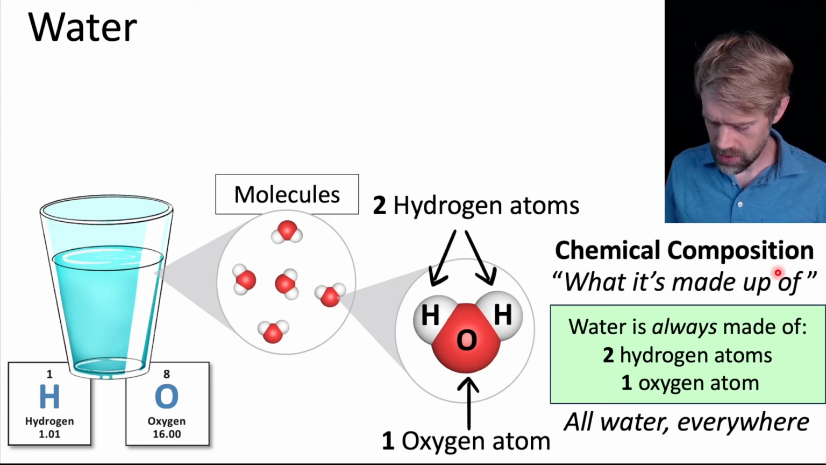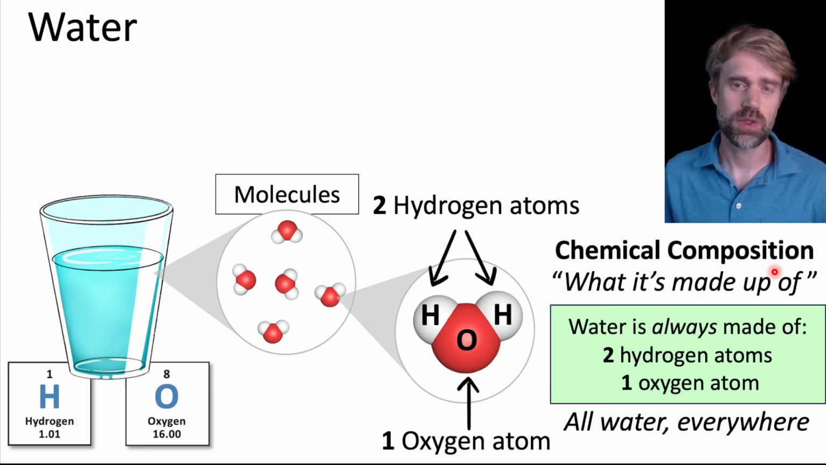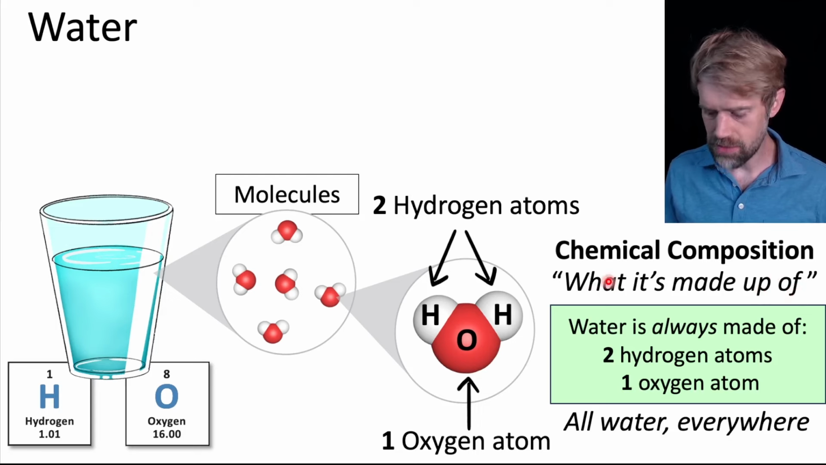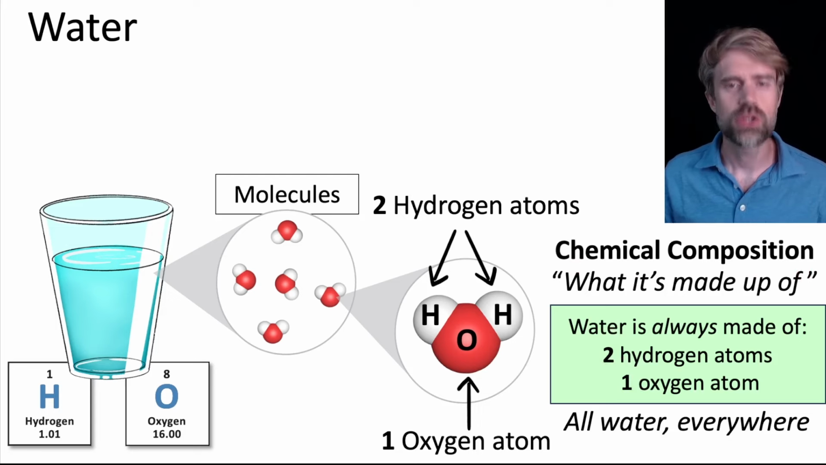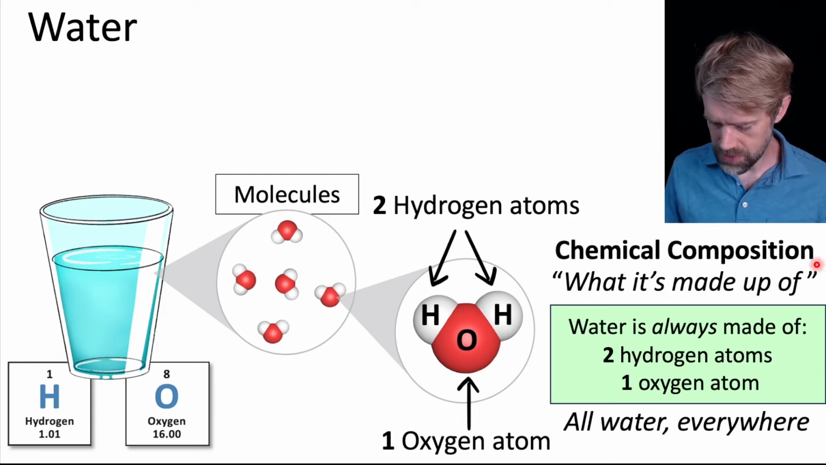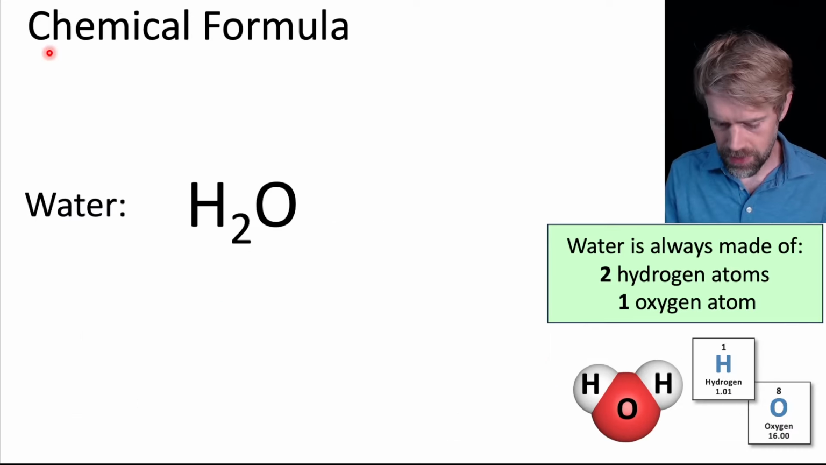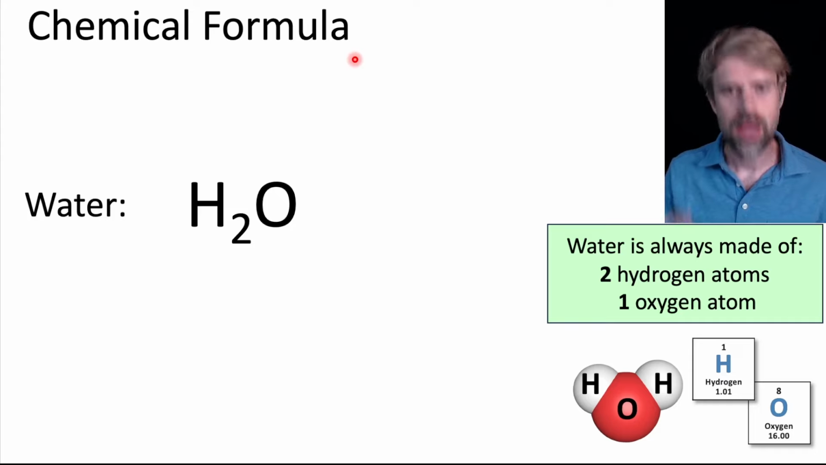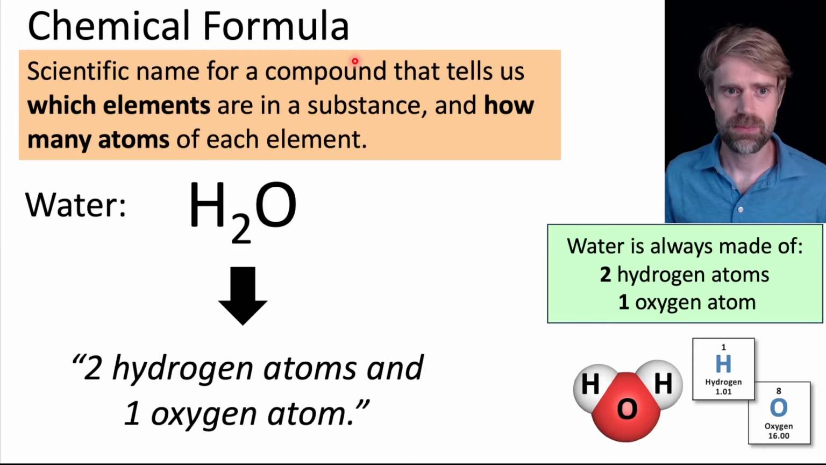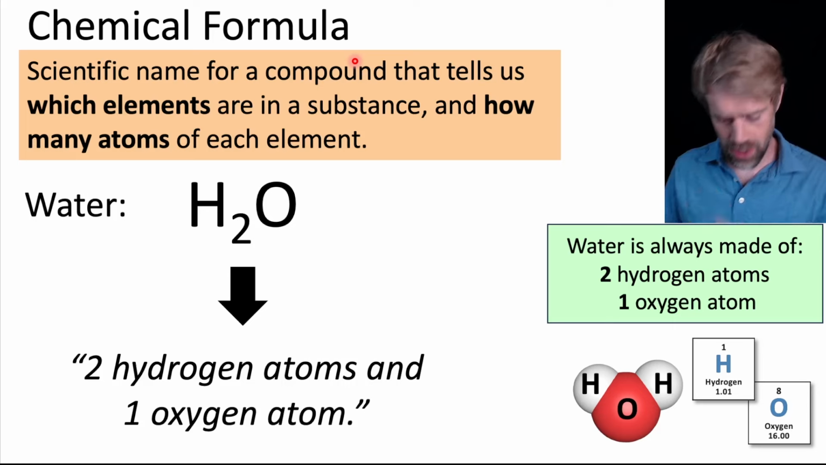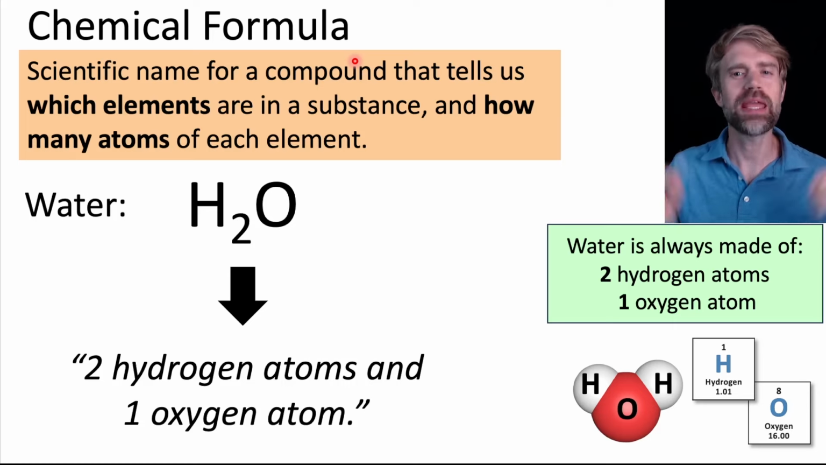We call this the chemical composition of water, which is a fancy way of saying what it's made up of. Water is always made up of 2 hydrogen atoms and 1 oxygen atom. Now, chemical composition is very important in chemistry. So we can show this chemical composition using a special abbreviation, and this is called the chemical formula. The chemical formula tells us which elements are in a compound, and it tells us how many atoms of each element we have.